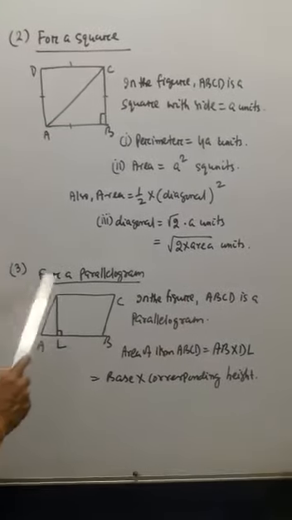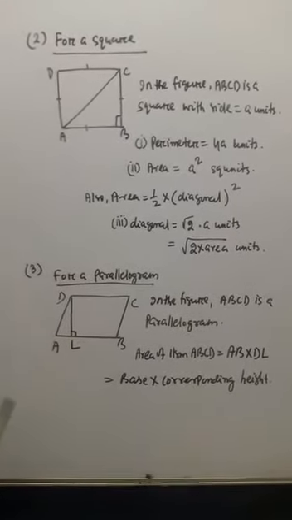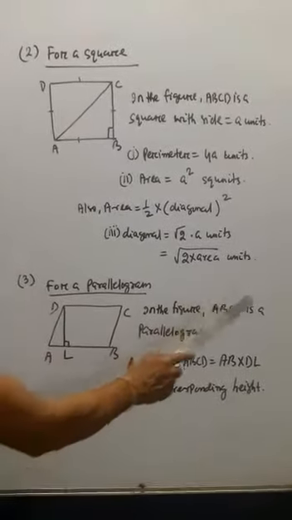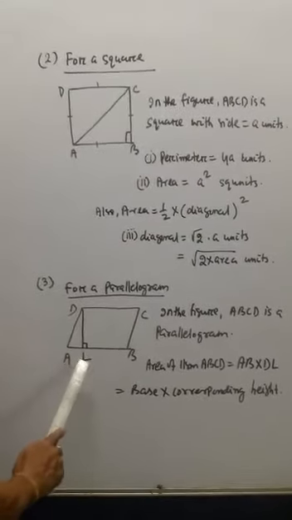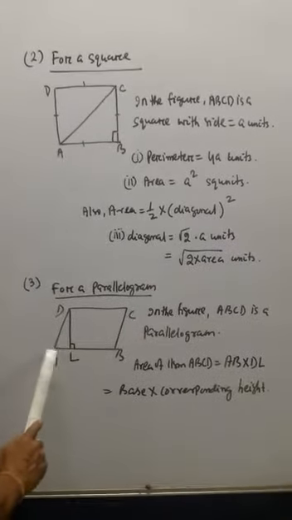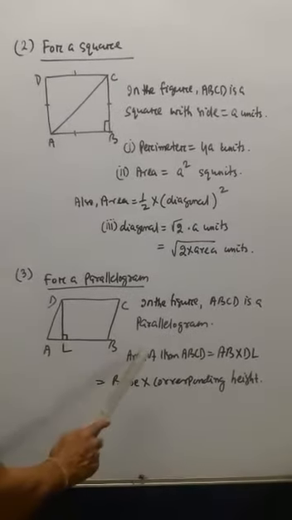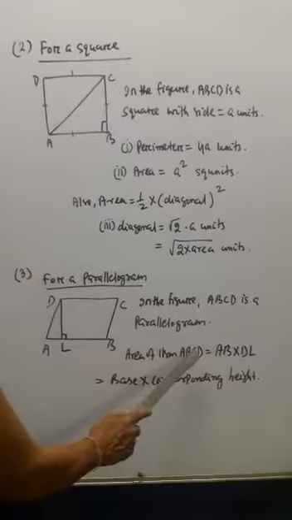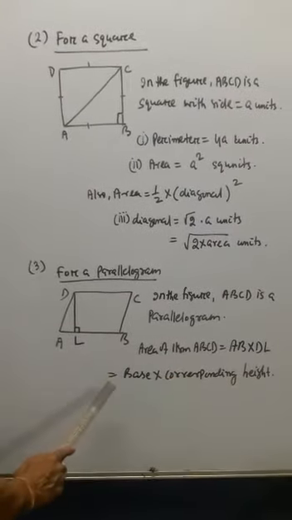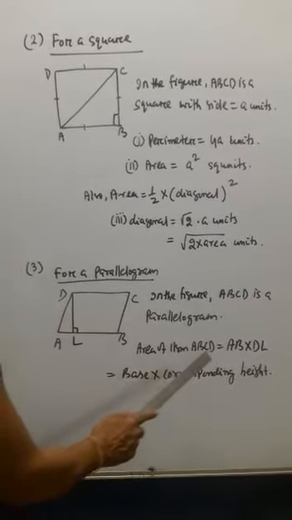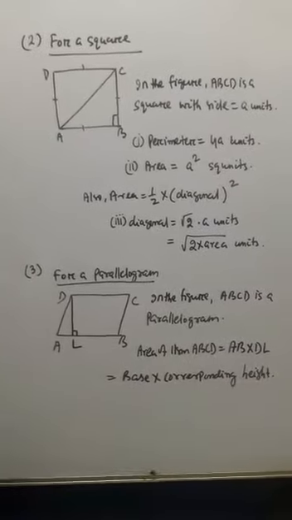Third point, for a parallelogram, in the figure ABCD is a parallelogram. DL is the height or perpendicular to AB. Then area of parallelogram ABCD is equal to AB into DL. That means base into corresponding height.